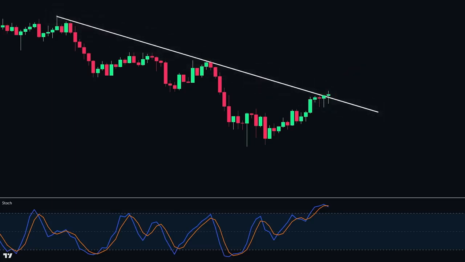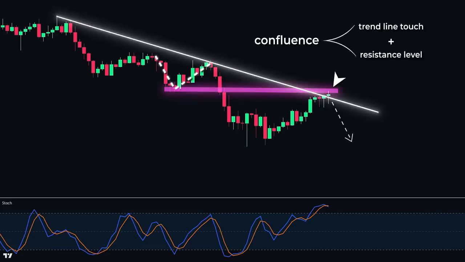Now, an interesting thing about this specific setup is that this area where price touches the trend line also seems to align with a support turned resistance level here. This is called confluence, and usually it's a sign that price has a higher chance of bouncing off that key level because of the two key levels converging.